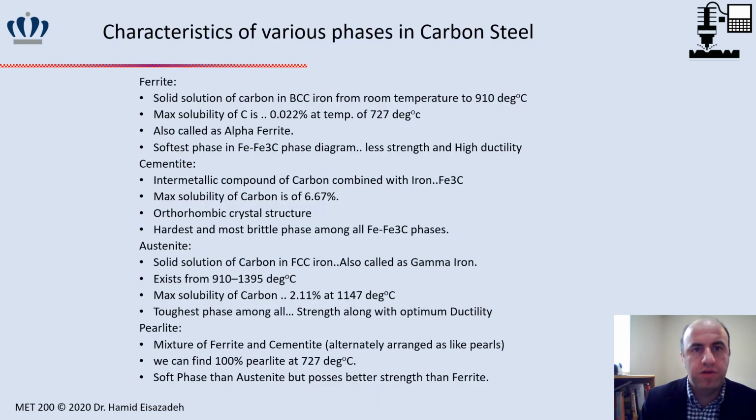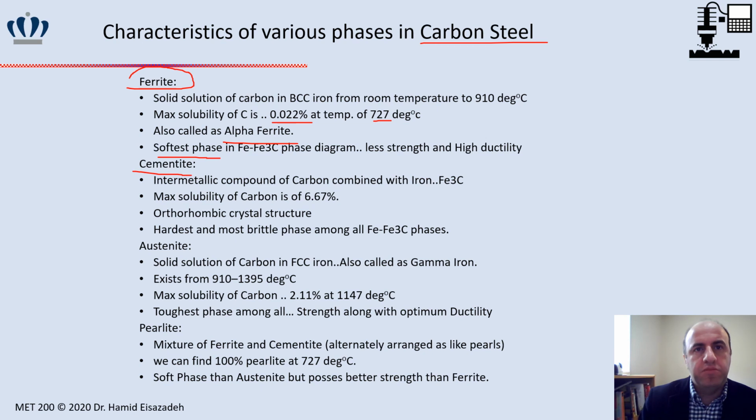I mentioned several phases in the iron carbon steel phase diagram. Here is a summary of their characteristics. For example, ferrite is a solid solution of carbon in BCC from room temperature to 900 degrees Celsius. The maximum solubility of carbon in the iron is 0.22% at a temperature of 700 degrees Celsius, and this is called alpha ferrite. This is a soft phase in the iron carbon phase diagram.